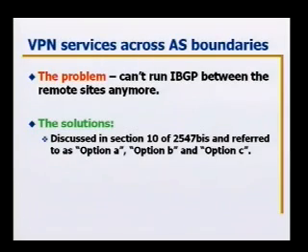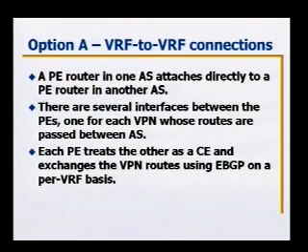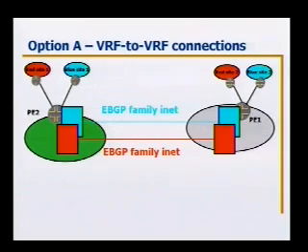The problem is that now we can't run IBGP anymore between the remote sites. There are several solutions for this problem, and they're described in 2547bis in section 10 as option A, B, and C. This is how people refer to them: option A, option B, option C. Option A is the simplest option to understand, so let's skip the talk and look at the picture.